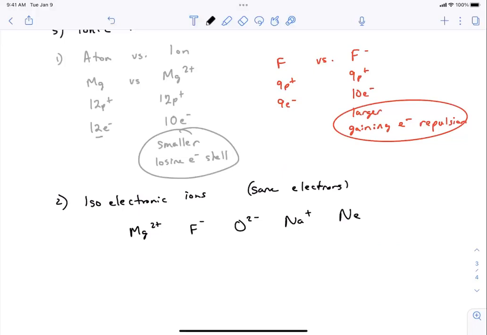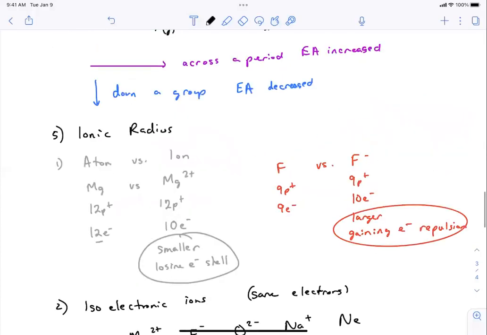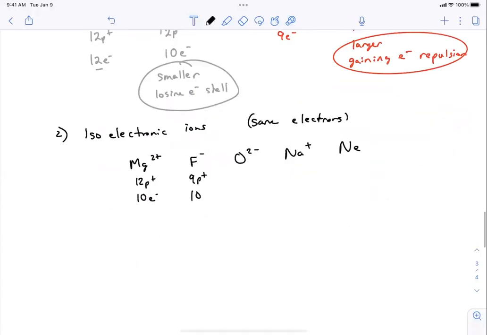Because even with isoelectronic, you do the same thing. Write out how many protons and electrons each one has, and then you can order them from smallest to largest. So magnesium has 12 protons and 10 electrons. Fluorine has 9 protons, and 10 electrons.